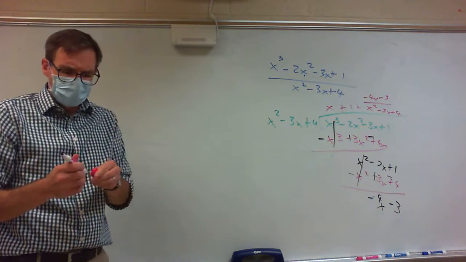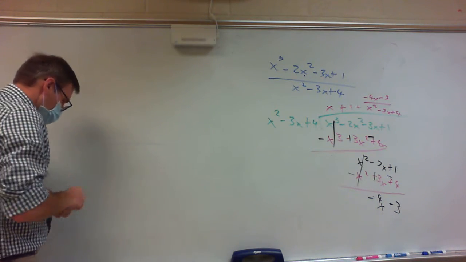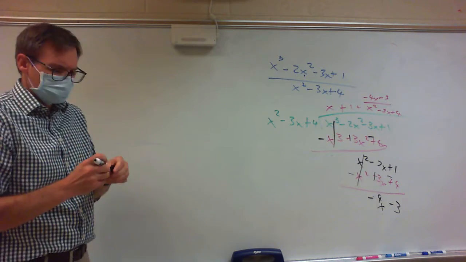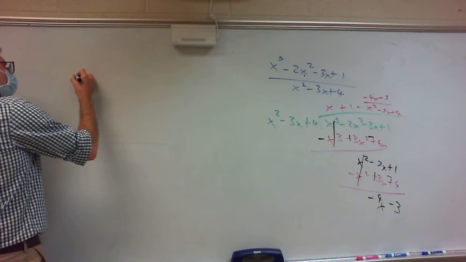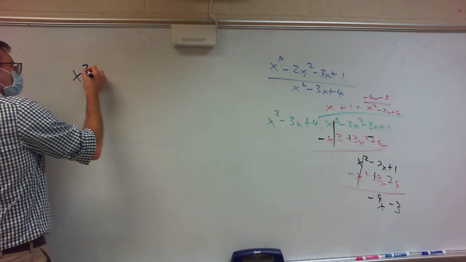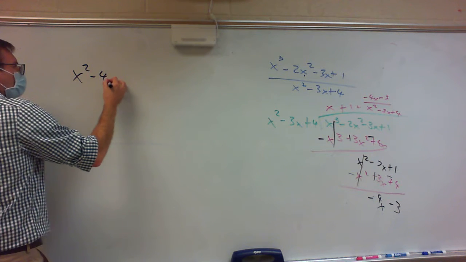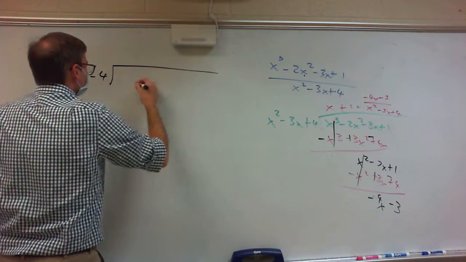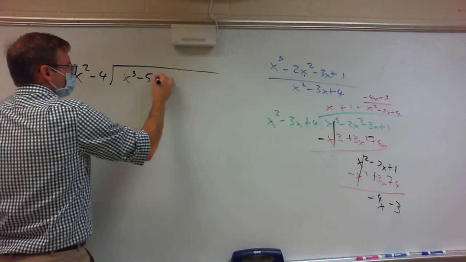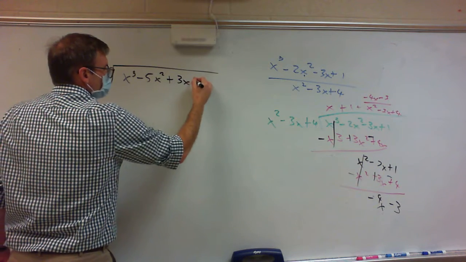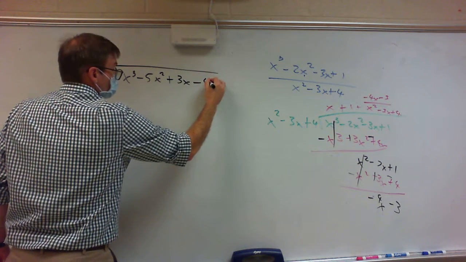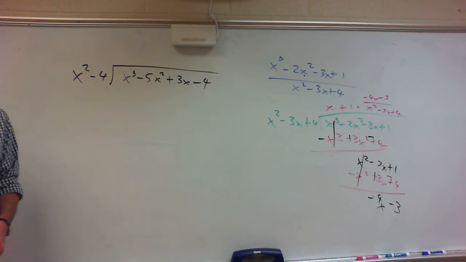So, what if, just kind of curious, what if I give you x squared minus 4 and divide that into x cubed minus 5x squared plus 3x minus 4.